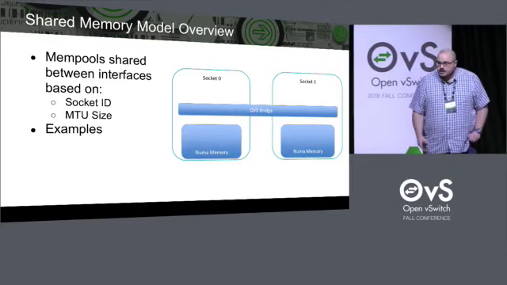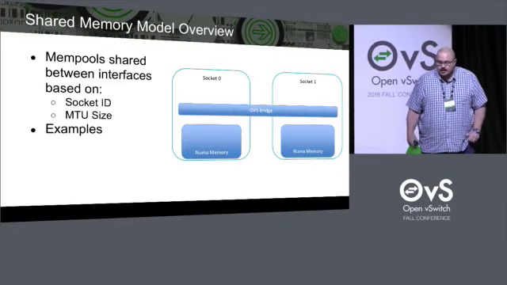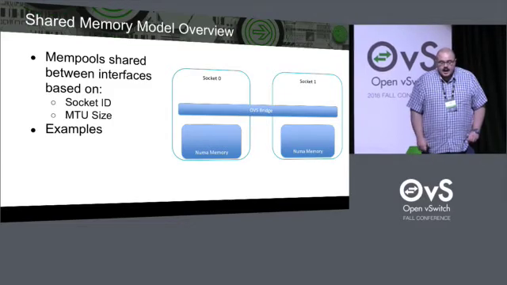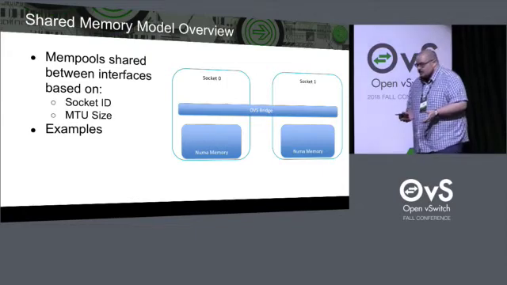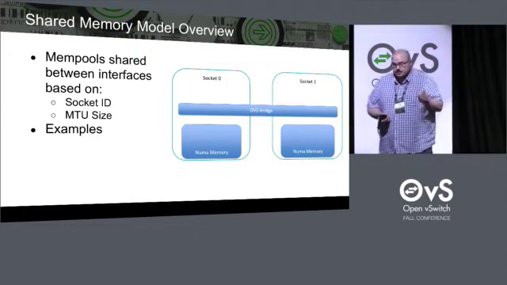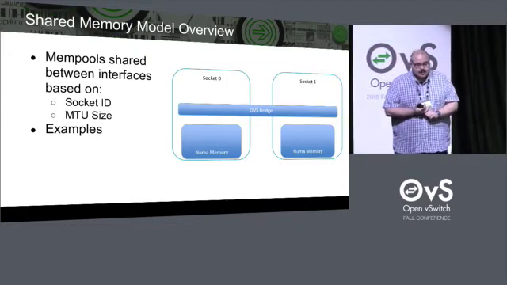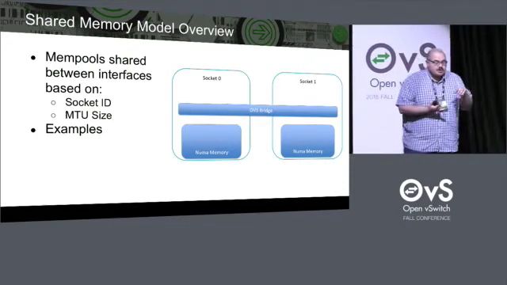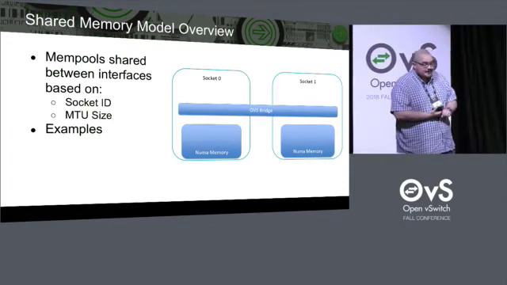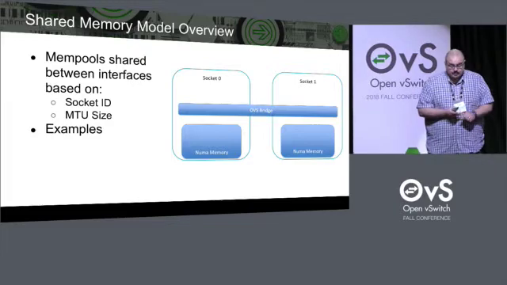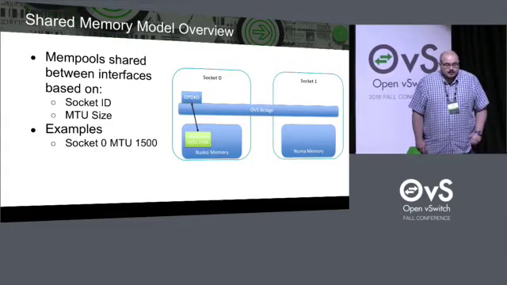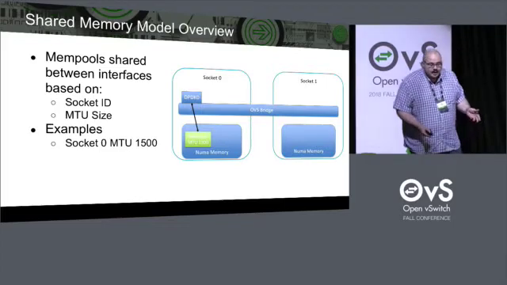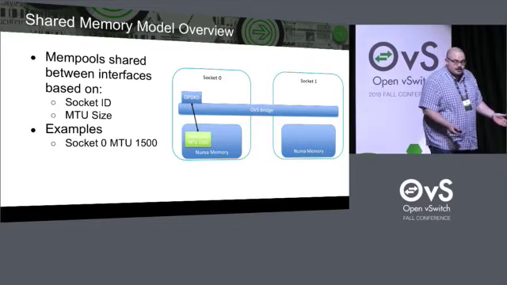And then we have our OVS bridge, which we'll be using to add ports and interfaces into OVS DPDK. How do you figure out if you want to share the memory pools? It's done on two attributes: the socket ID that the port is actually connected to, and the MTU size configured on the interface itself. So if we build up an example, we might start off with a physical port on socket 0, and we're just going to leave it with a default MTU of 1500.